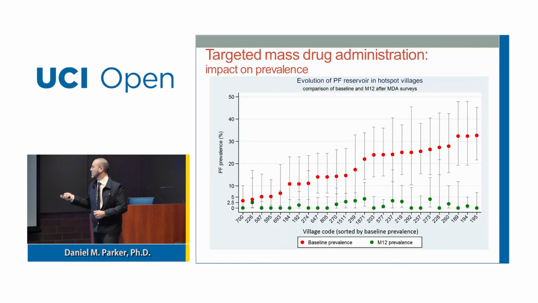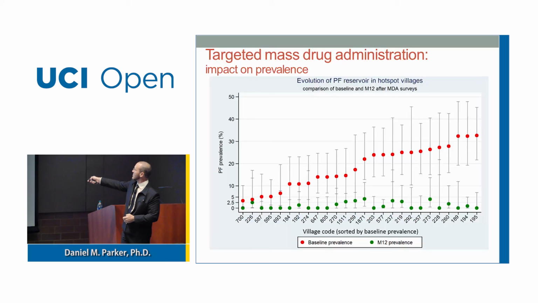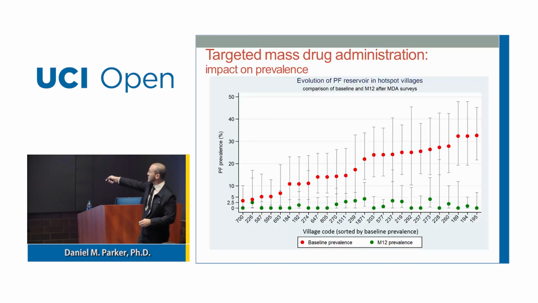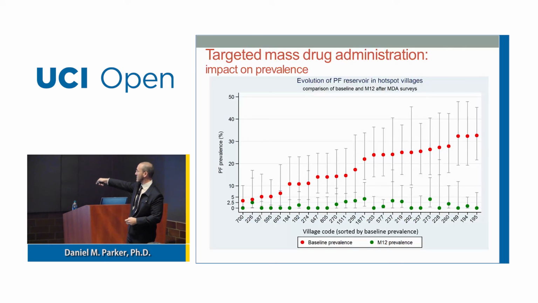From the 12-month follow-up surveys, we've got the initial surveys here with confidence intervals. So this village had a prevalence of over 32% of PF. It's pretty high. And at the 12-month follow-up, it's down at 0. You can see that, especially for the ones that were really high prevalence, we had a stark effect. The ones that had lower prevalence at the beginning, it's a little bit difficult to beat them down. But overall, really good results from the MDA.